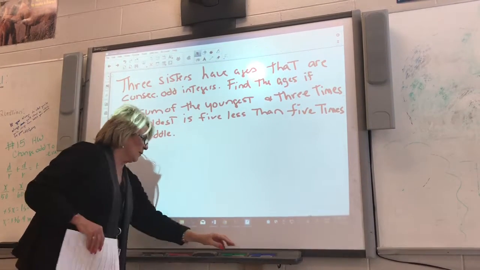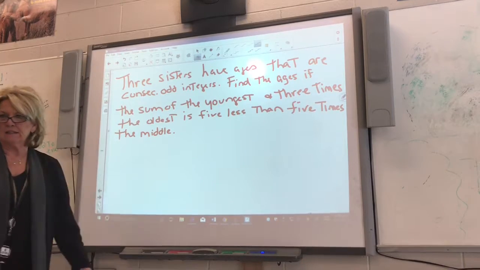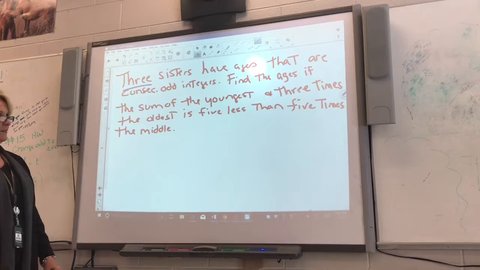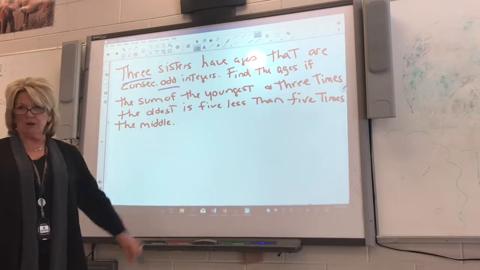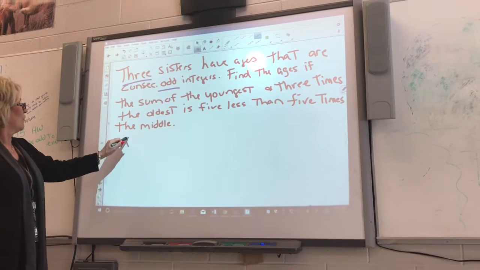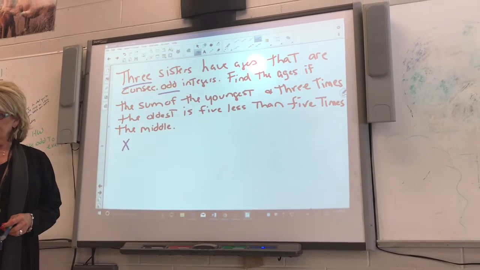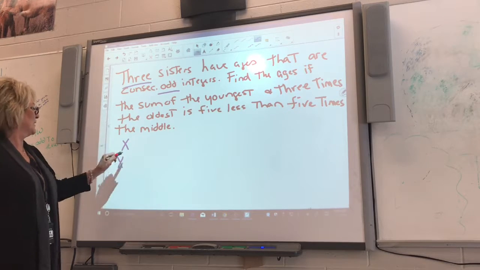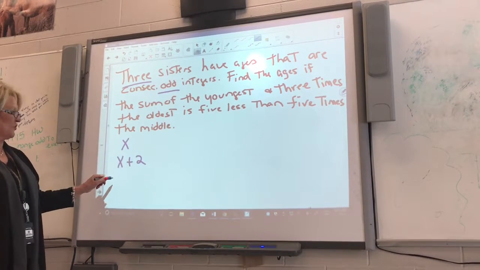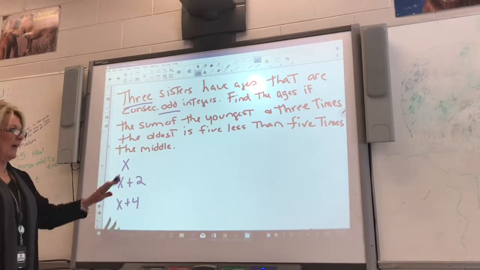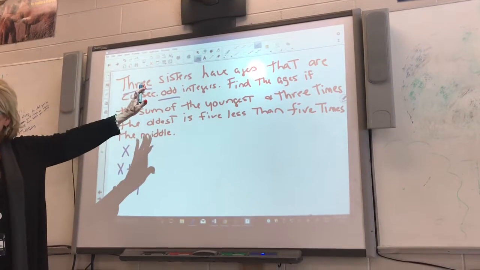All right, the big three. How many? 3. Tells me right there. What kind? Odd. Tells me right there. What's the name of the first one? X. What would be the name of the second sister? X plus 2, because you have to add 2 to get from one odd number to the next odd number. And what about the third sister? X plus 4. Perfect. Okay, after I've done this, now I'm going to go back and build the equation.